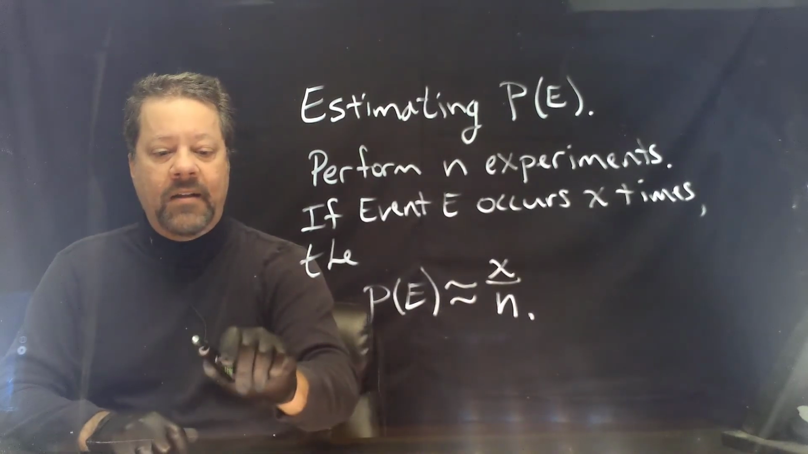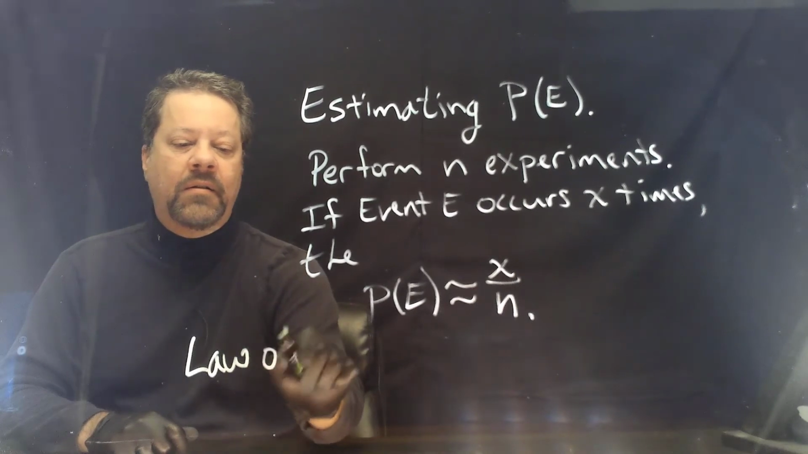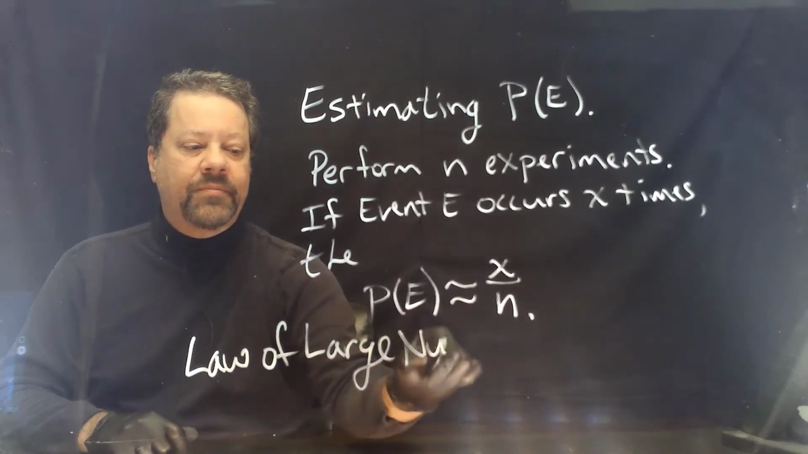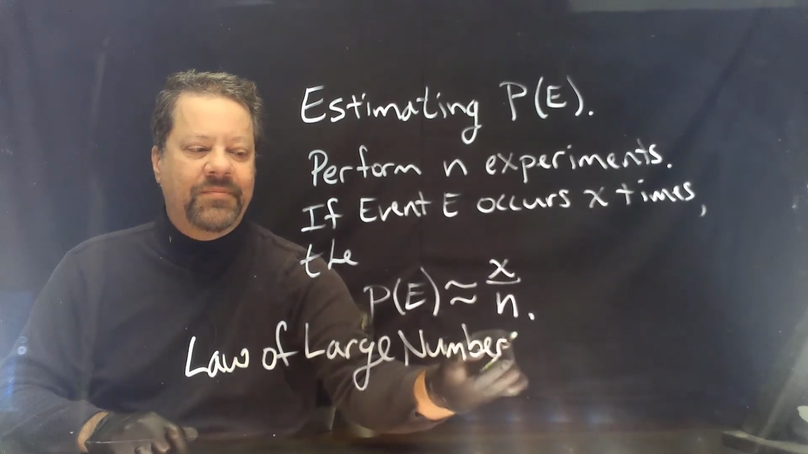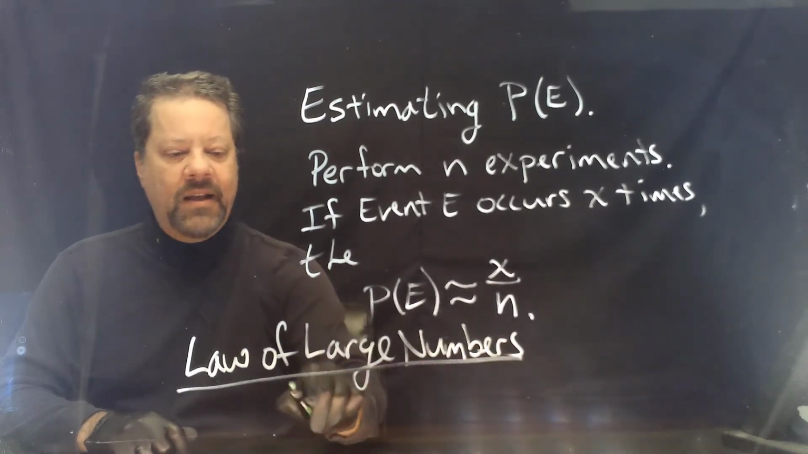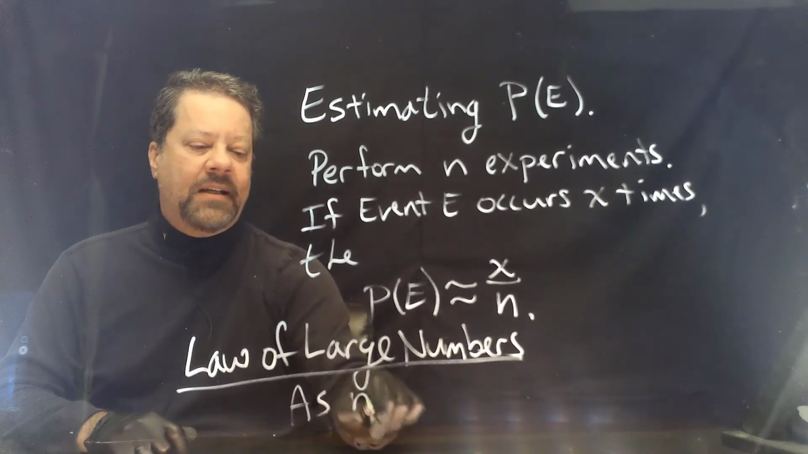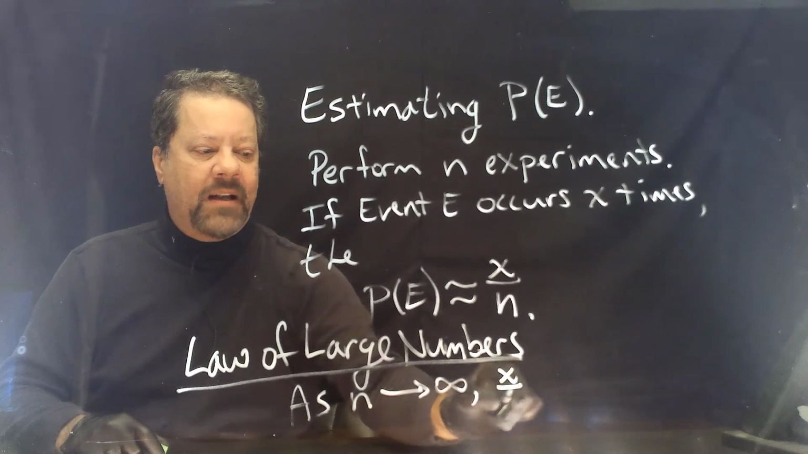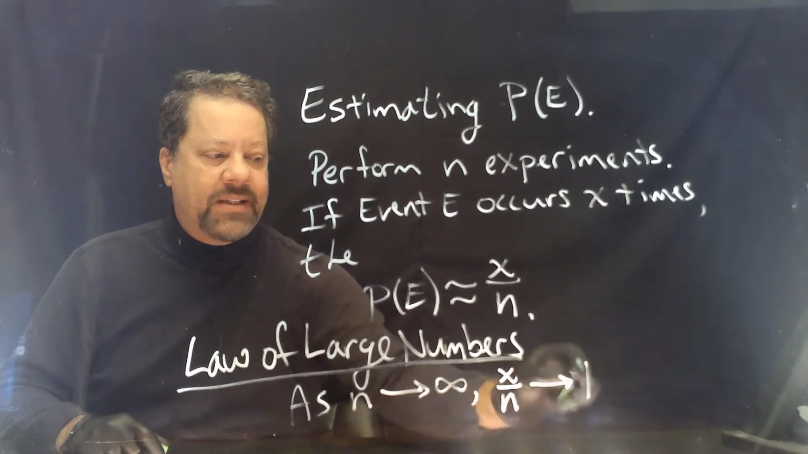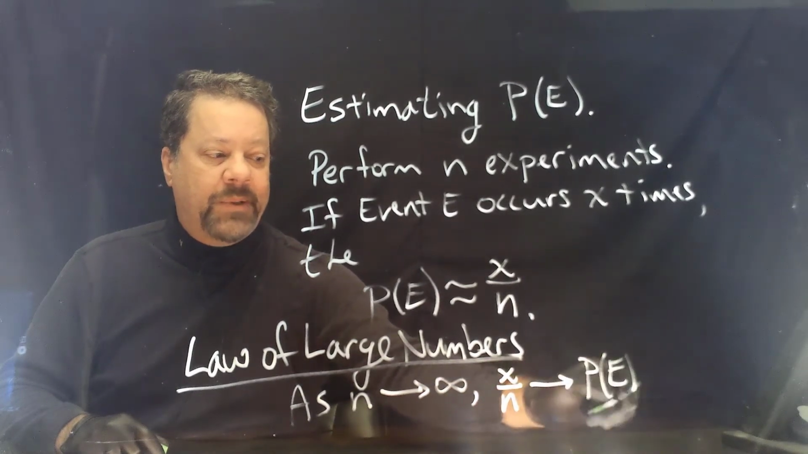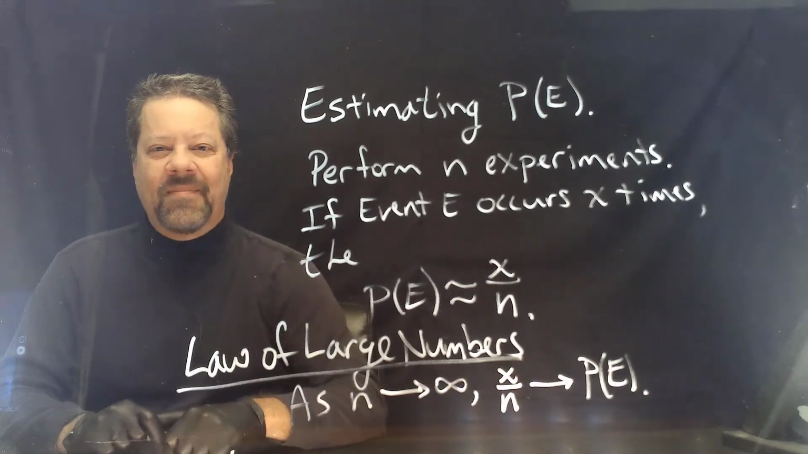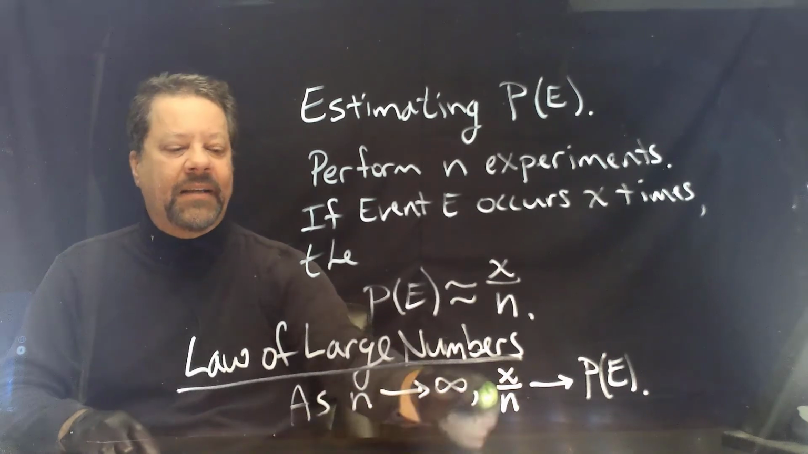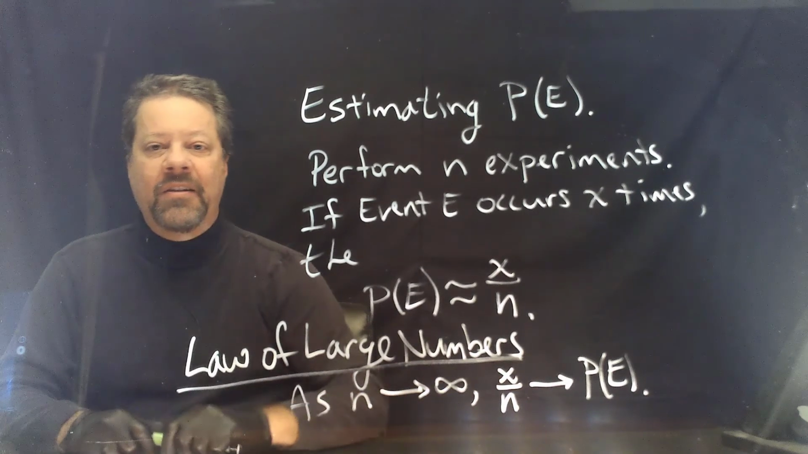There's something called the law of large numbers that you need to know. And it goes like this. As the number of trials goes to infinity, the experimental estimate tends to exactly the true probability of the event. So to get a better and better approximation to the actual probability, you have to take bigger and bigger values for n.